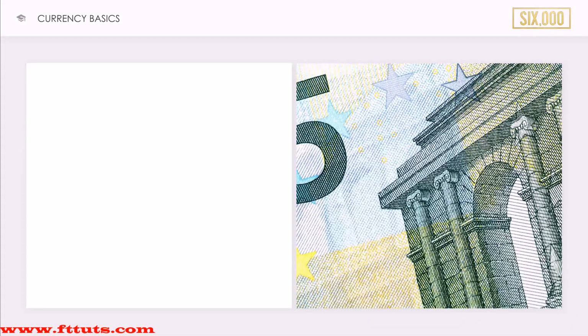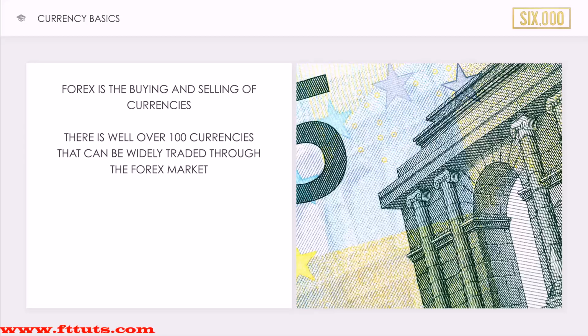Heading into our first topic for today, which is currency basics, you learned back in day one that Forex is the buying and selling of currencies. Now, there are well over 100 currencies that can be widely traded through the Forex market, so we're spoiled for choice. And there are new currencies being added every single year, as new currencies and new countries develop. These currencies can be bought or sold, and they are traded in what's known as a currency pair, which I'll touch on in today's module.